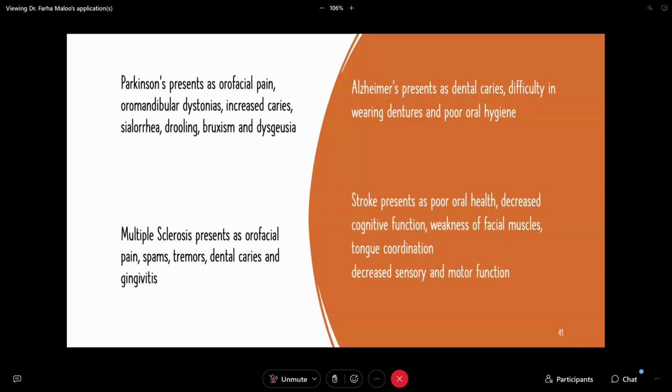Stroke. Stroke is caused due to hypoxemia and resulting infarction of the brain cells due to decreased blood supply, the most common cause being hypertension. Stroke presents as poor oral health, decreased cognitive function, weakness of the facial muscles and tongue coordination, and decreased sensory and motor function.